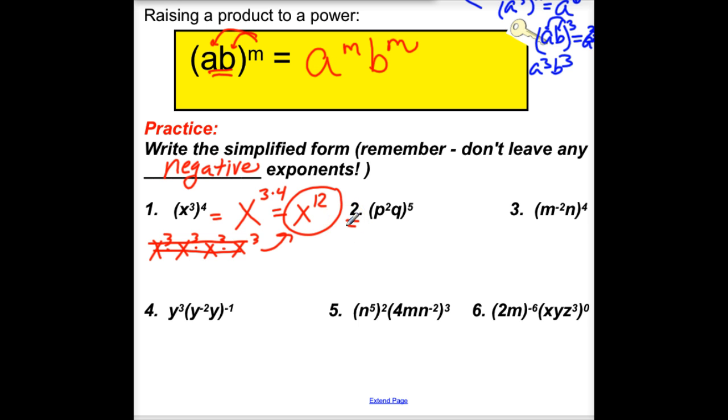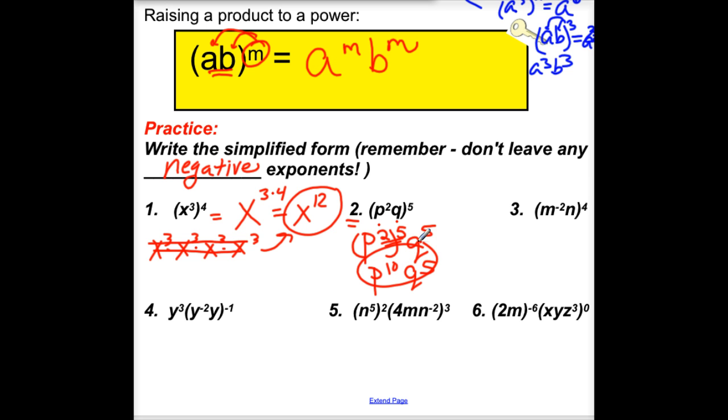Number 2, I'm raising a chunk of stuff to a power. What am I allowed to do? Bring that power in. I've got p squared to the 5th, and I'd have the q to the 5th. And now I've got the other property, power to a power. Don't guess at what that is. Yes, the property says to multiply, but again, if you forget that, think of listing 5 groups of 2 p's. I'd have p to the 10th times q to the 5th.